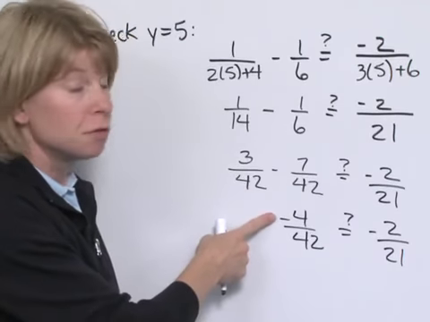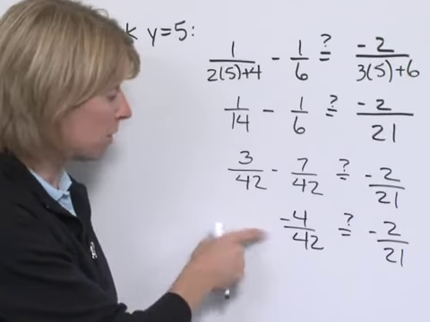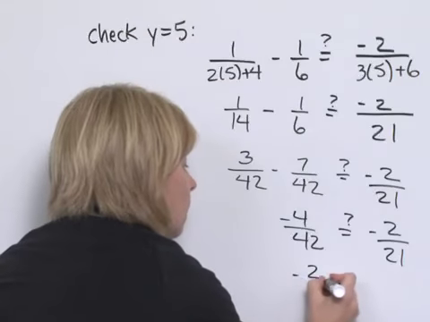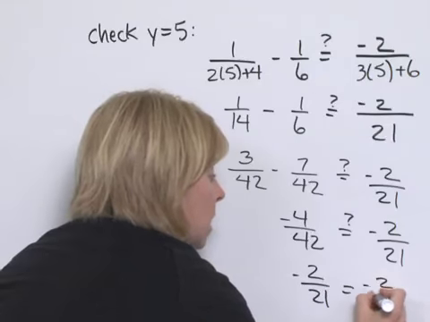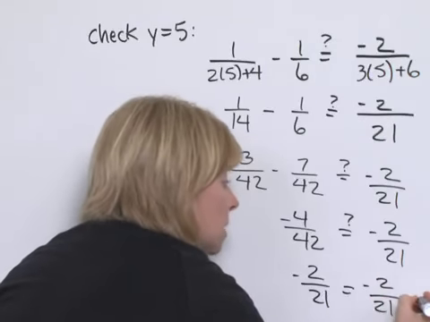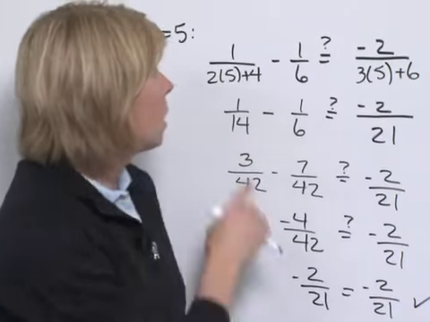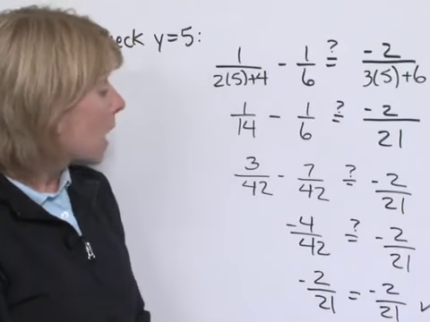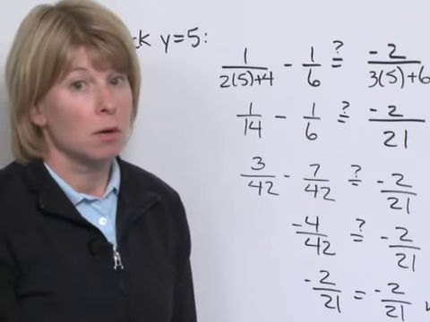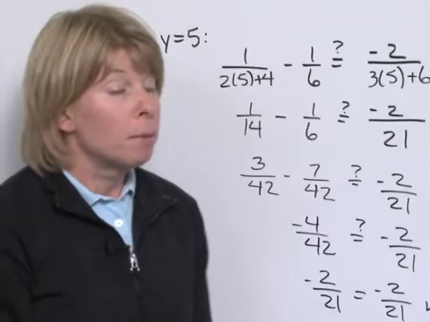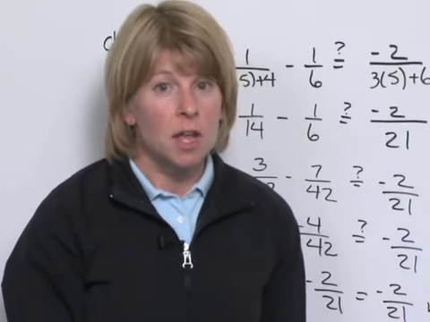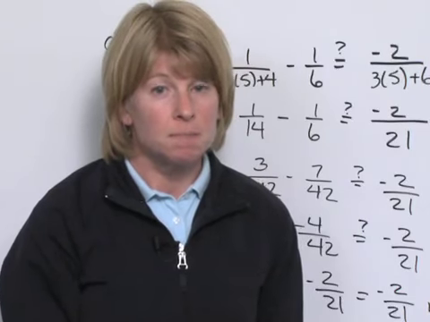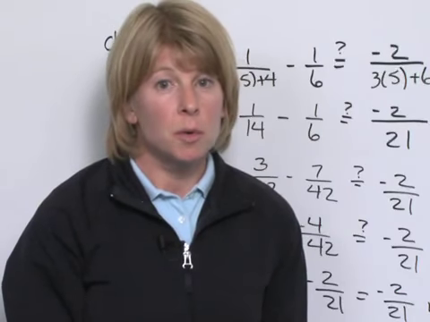I can divide 2 into 4 and 42 to simplify the fraction. And finally, I get this true statement. Negative 2 over 21 equals itself. So our solution of y equals 5 checks, so we know it's correct. Remember, when solving a rational equation, find the LCD of all denominators and multiply both sides by it. This will give you an easier equation to solve.